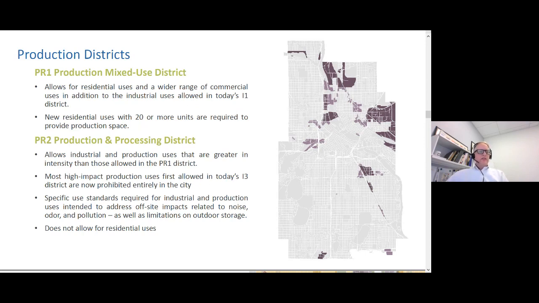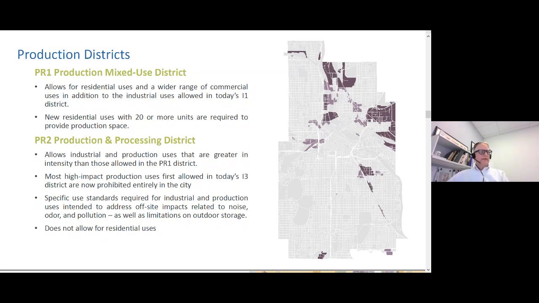There are certain production uses that are higher impact in nature that were determined to be really necessary to have within the city limits, and those are uses like concrete production, recycling facilities, waste transfer facilities, for example. Those are allowed in the PR2 district, which is only one of 2 zoning districts in the city where residential uses are not allowed.